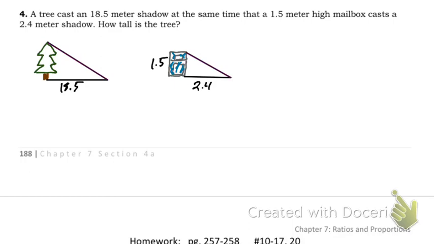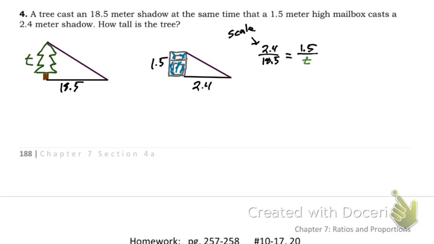All right, it says, how tall is the tree? So let's call the tree tall. Call it a T, because it's tree tall. Well, if these are similar triangles, then they have a scale factor of the shadow to the shadow. So we can do 2.4 over 18.5. That's going to be the scale. Well, that means I'm going from mailbox to tree. So the mailbox height was 1.5 to the tree, which we don't know how high it is. But now we have an equation, we can actually solve it.